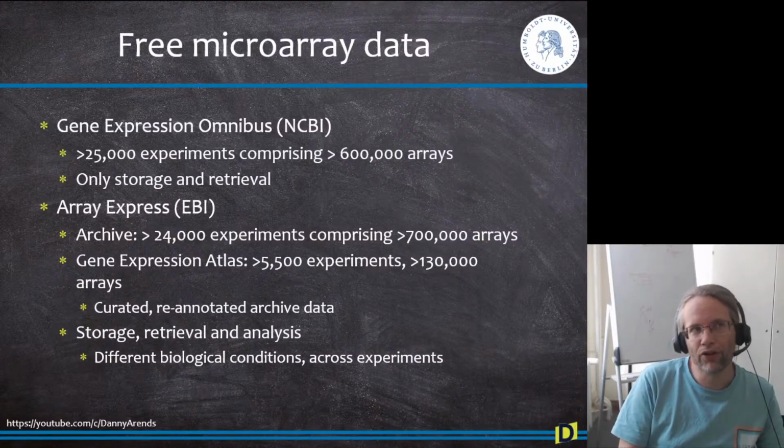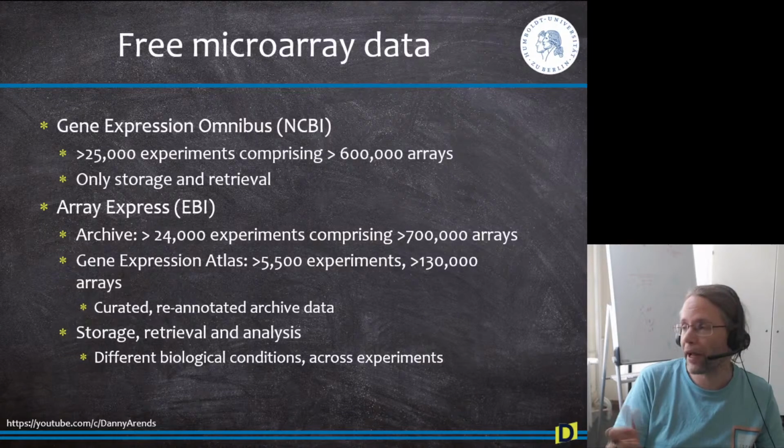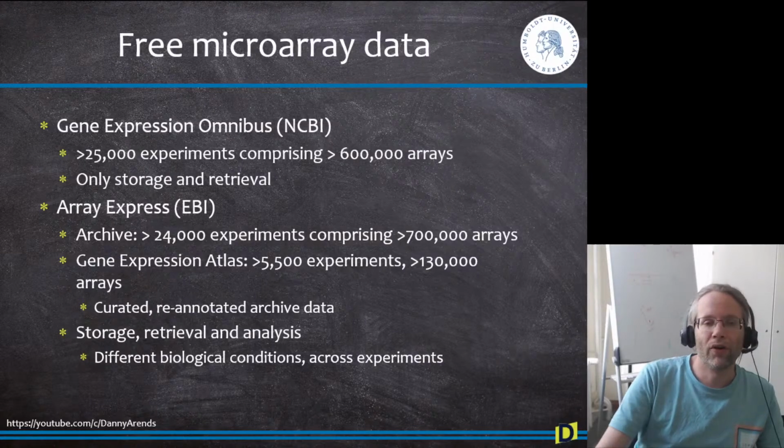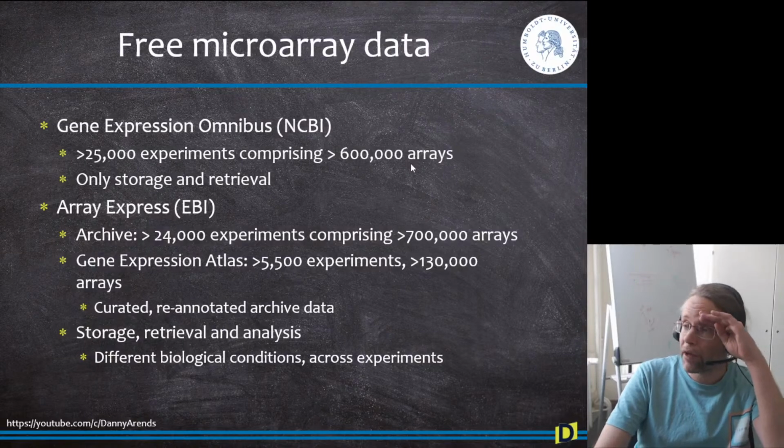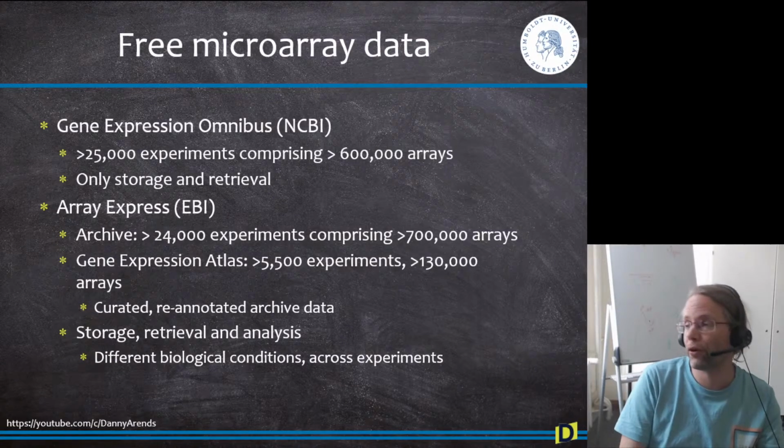So just as a ballpark estimate, a microarray costs somewhere between $40 and $80. If you go to Gene Expression Omnibus, which is run by NCBI, just type Gene Expression Omnibus into Google and press enter. They have 25,000 experiments stored. There are like 600,000 microarrays in there, which you can retrieve for free. So that means that this single website is giving you something in the order of $30 million worth of data, which you don't have to spend any money on.